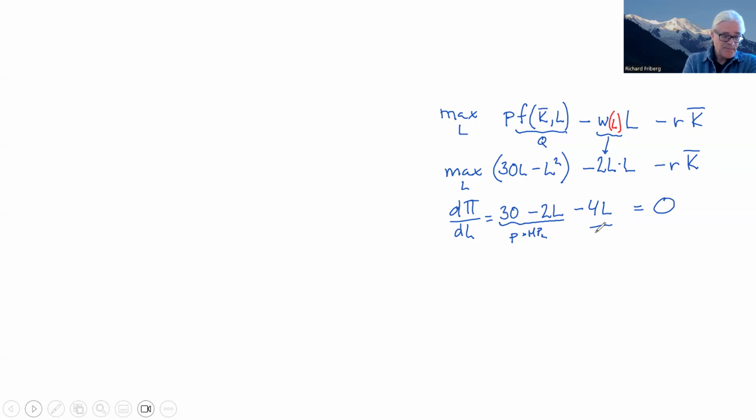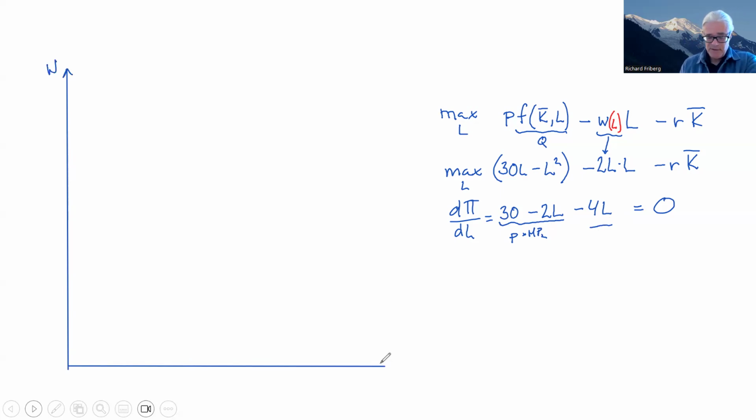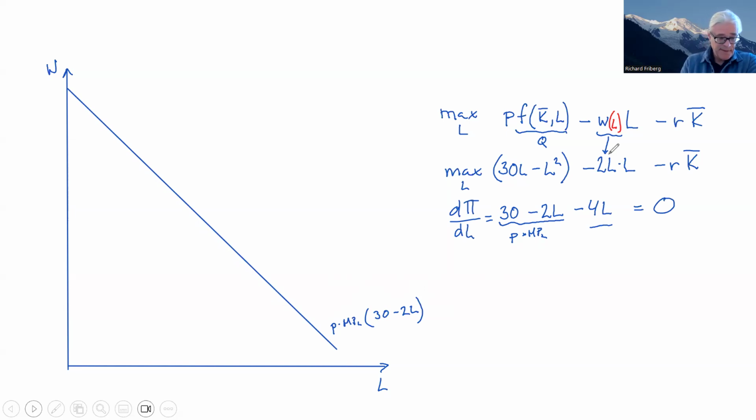Okay, so let's draw this. We're going to be solving here. So we have wage on the vertical axis, and we have the amount of labor on the horizontal axis. We have, like this, that being price times marginal product of labor. So price times MPL, which in this case is 30 minus 2L, right? We have the labor supply here. So let's maybe shift colors, do that in green. So we have labor supply like that, that being 2L.